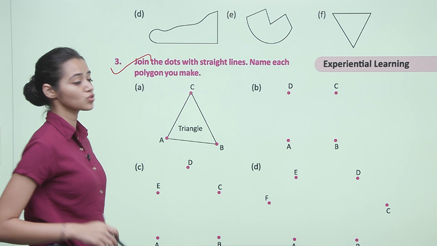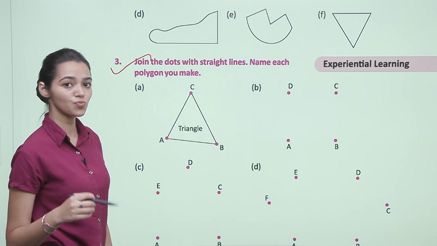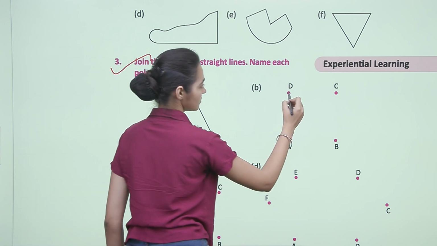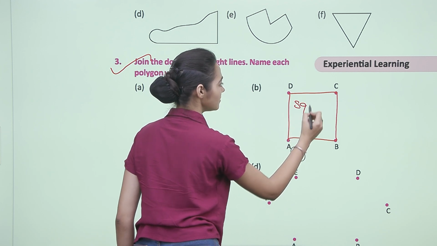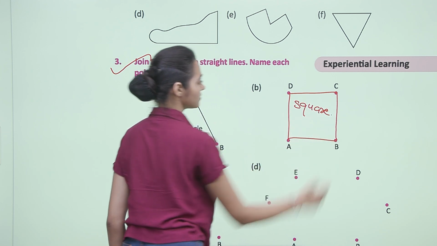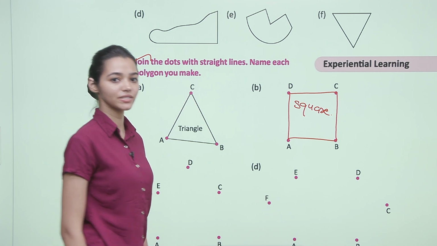In the next one, we have to join the dots with straight lines and name each polygon you make. So this one is a square. That's how you can complete the remaining parts.